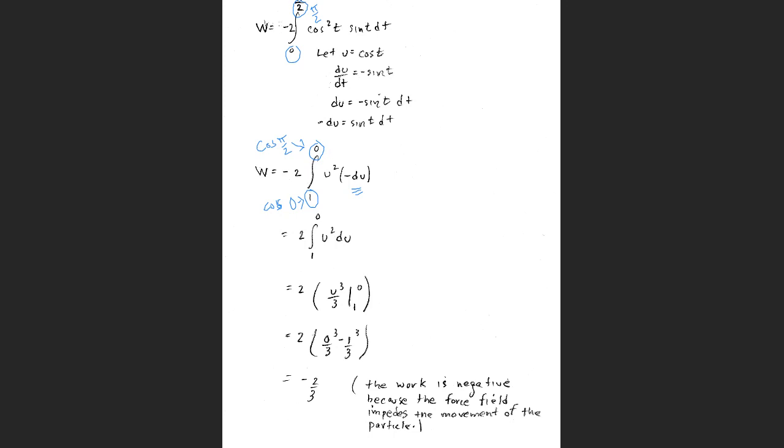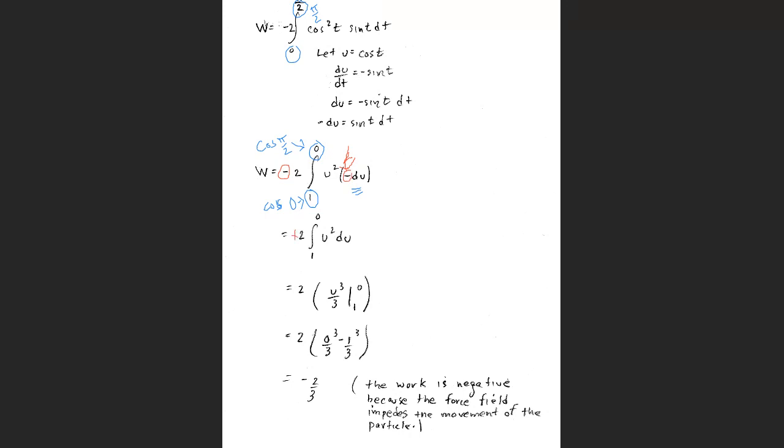A lot of times students are uncomfortable having the bottom limit larger than the top limit. So if we absorb the negative, wait, hold on. Oh, no, I didn't absorb the negative. I brought the negative out. We have a negative here and a negative here. That makes a positive 2.